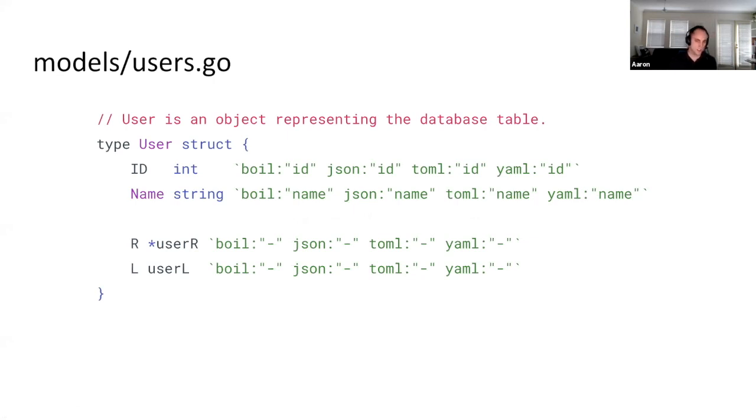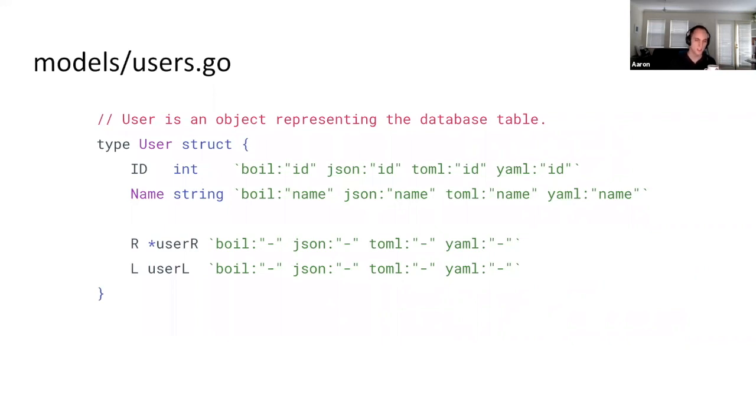So what does it generate? It generates a whole bunch of stuff. It generates a users file. And I just wanted to show you guys what the user struct looks like and kind of make a statement that it doesn't look too bad. There's nothing crazy in here.